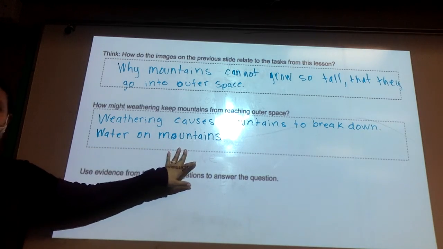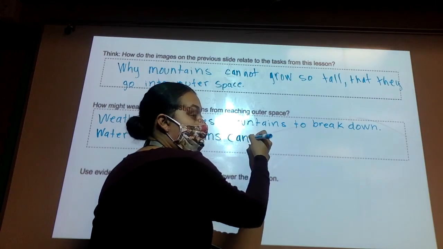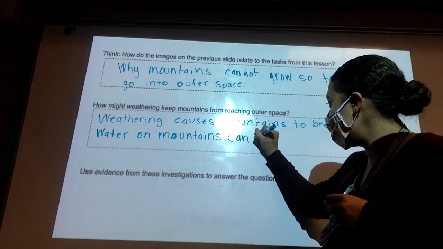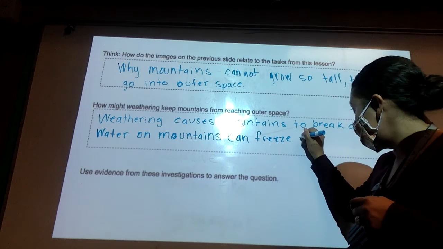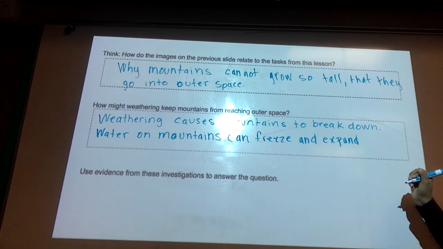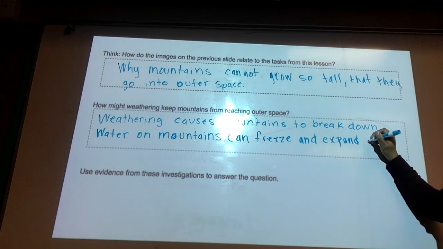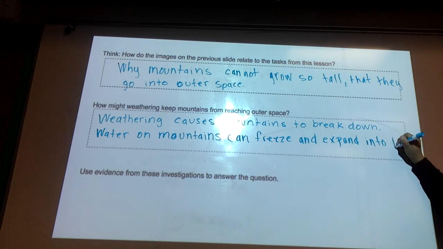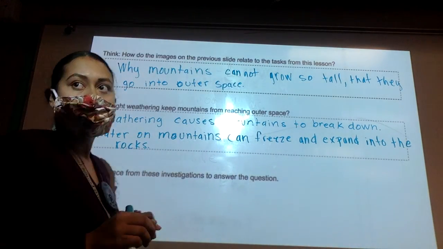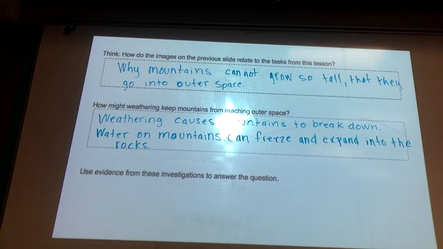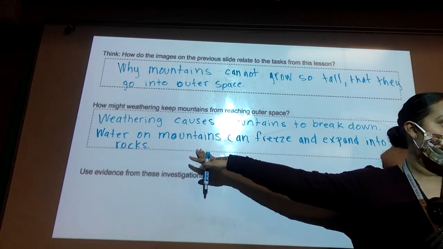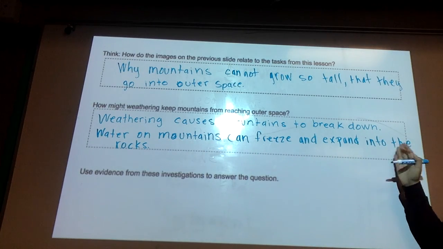Okay, water on mountains can, what? What do they do? They freeze. Thank you. Water on mountains can freeze and expand into the rocks. Period. Wait, don't go to the next one. Got it, Ilya? Water on mountains can freeze and expand into the rocks.